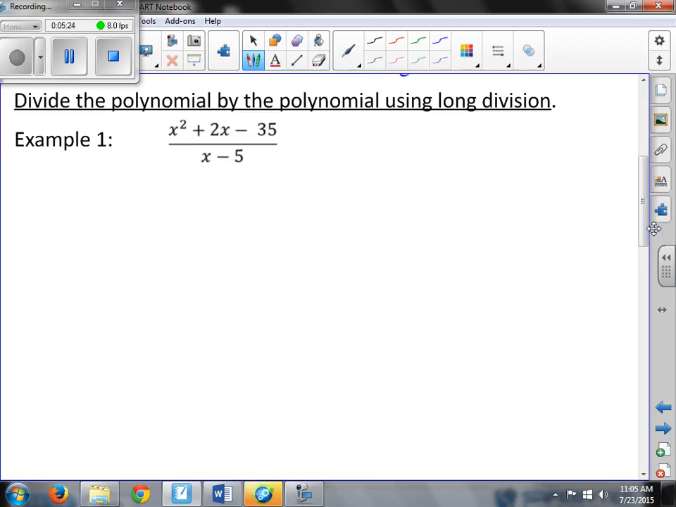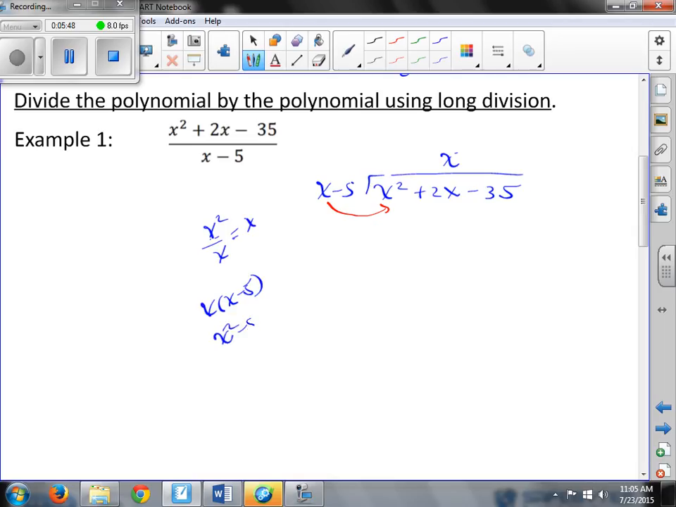So we have x minus 5. I'm going to divide that into x squared plus 2x minus 35. So I'll start off, x times what makes x squared? Well, x squared divided by x is just x. So I have x, and then x times x minus 5 will give me x squared minus 5x. x squared minus 5x. Draw the line, change the signs.